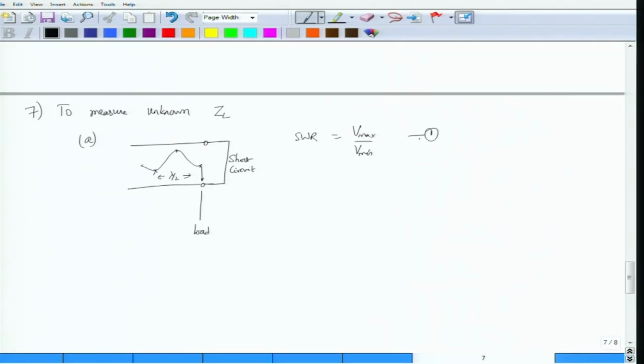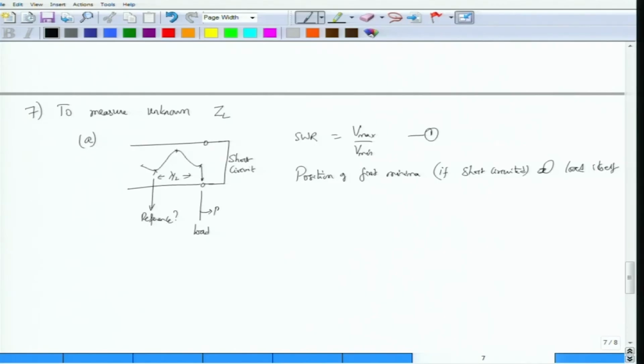You also find out the position of the first minima if the load side is short circuited. If the load side is short circuited, the position of the first minima would be at the load itself. If you are unable to identify it at the load, you can go slightly away from the load and take that point as a reference. It does not really matter which one you take as the reference.